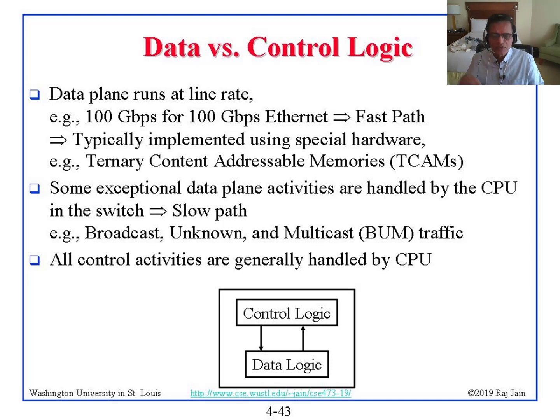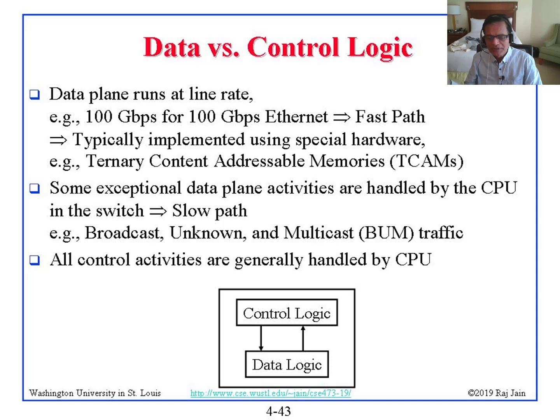Data versus control logic. So what happens in the router is the data is coming at a very fast rate, 10 gigabits or 100 gigabits. And therefore the data logic is done in the hardware, and it is very fast. It's designed so that we can do gigabits per second. The control logic, like making the routing tables, doesn't have to be done at 10 gigabits. That is done at a slow speed, and that is done in a CPU, central processing unit.